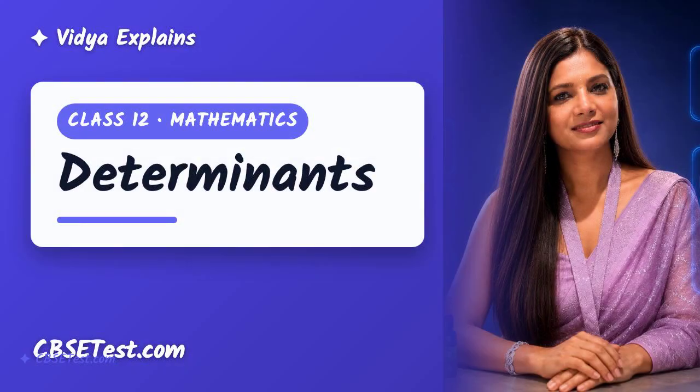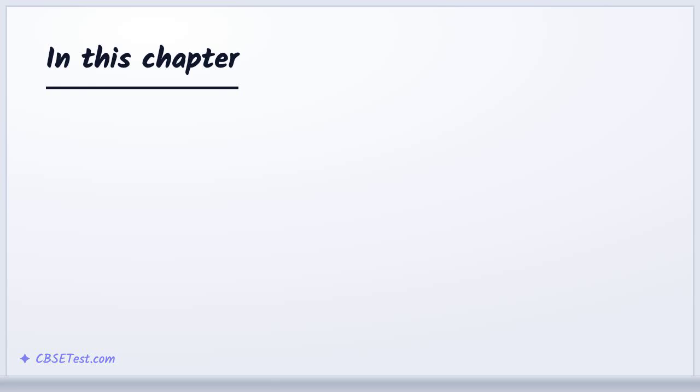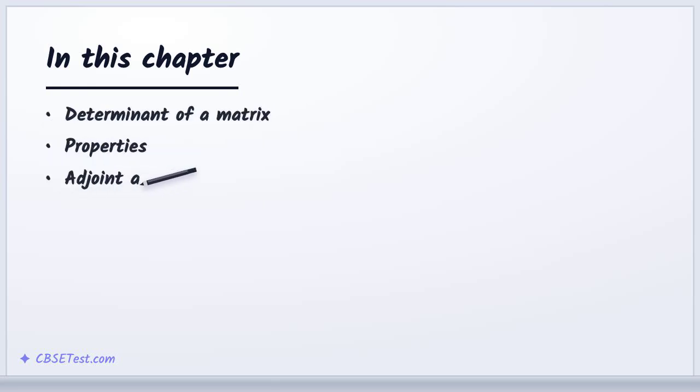Let's learn determinants together, step by step. Every square matrix has a single number called its determinant. We'll compute it, use its properties, and use it to find a matrix inverse and to solve systems of equations.